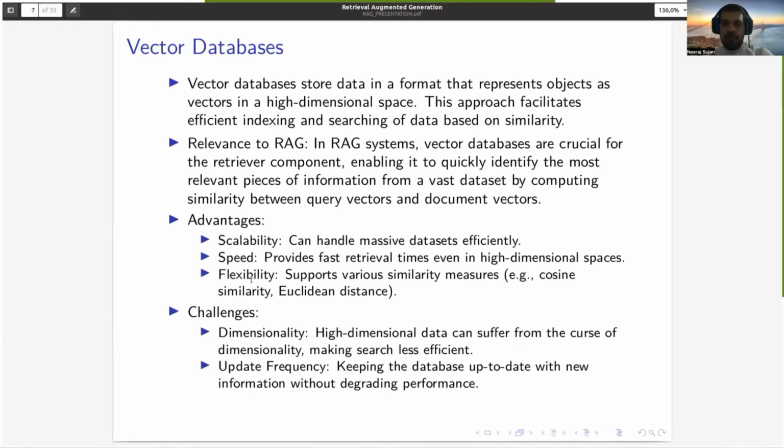Why is it relevant to RAGs? It's relevant because we want to find precise information, and we want to find semantically relevant information. So it's not just a keyword-based search algorithm, it's something more complex. Vector databases provide us certain advantages. It's scalable, it can handle massive data sets. The retrieval time is fast, and it provides, of course, different similarity measures like cosine similarity and Euclidean. You could also customize it according to your own use case.